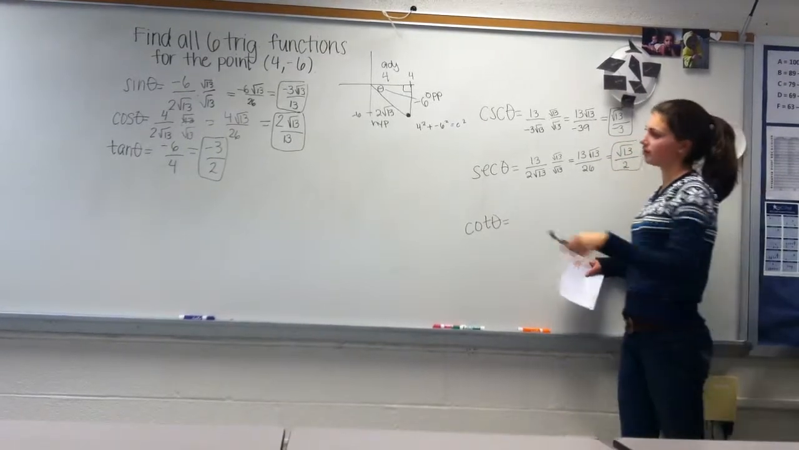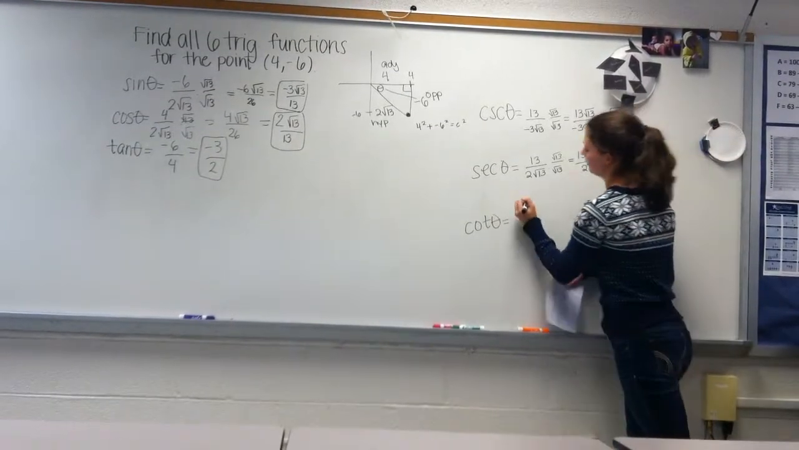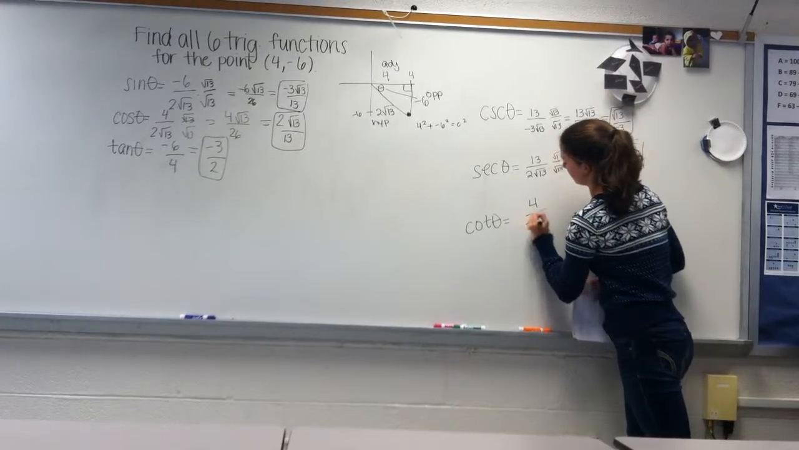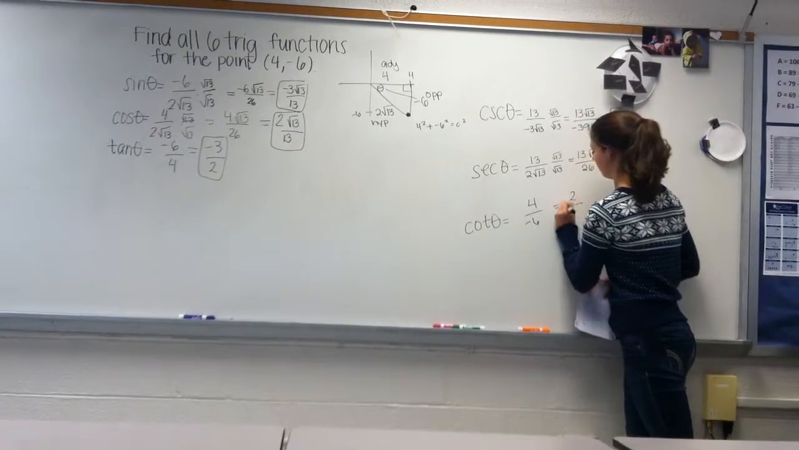Finally, we have cotangent, which is the flipped version of tangent. So we'll have 4 over -6, which will give us 2 over -3.